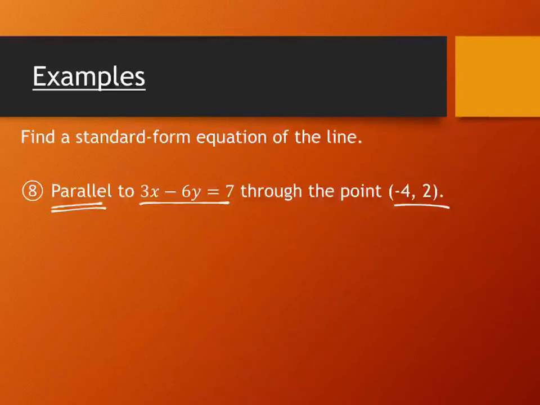All right, so the first thing I want to do is take the equation I'm given and figure out the slope of that line. Whatever its slope is, it's going to be the same as the slope I want to find for my line. So we're going to get it into slope-intercept form, because it's easy to see. We'll start by moving the 3x. So that gives me negative 6y equals negative 3x plus 7.